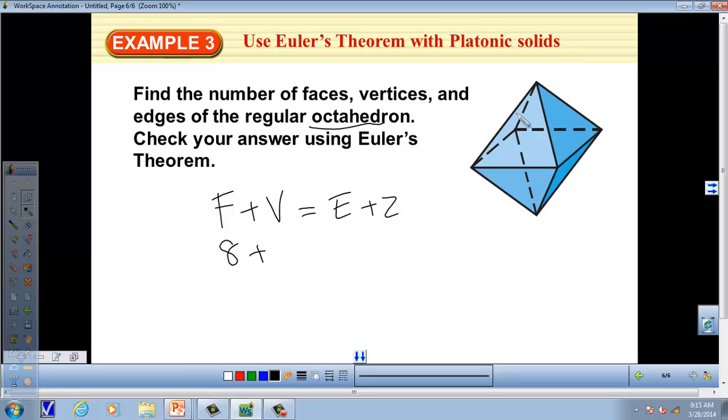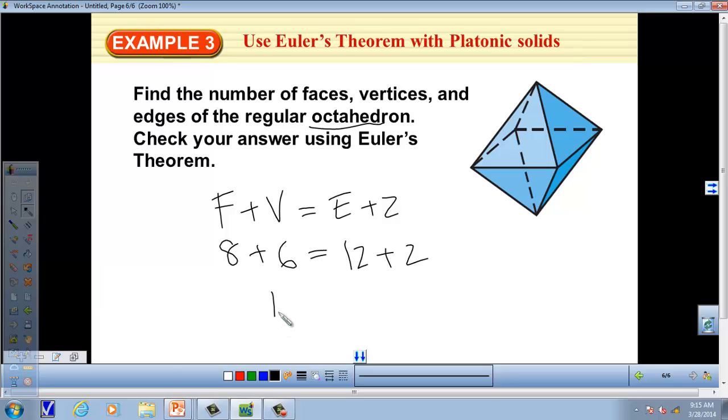Number of vertices, we've got 1 on top, and then 1, 2, 3, 4 here. That makes 5 altogether. Plus 1 on the bottom is 6. Number of edges, we've got 1, 2, 3, and 4 for the triangles. Another 4 going around for that square, so that's 8. And then 9, 10, 11, and 12. So that gives us 12 plus 2.